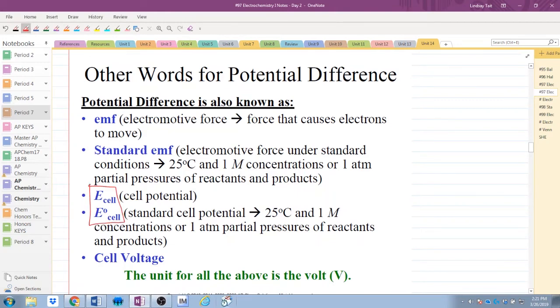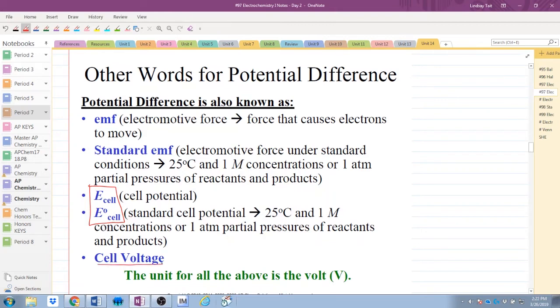Capital E represents energy, because that's what voltage relates to, energy per charge. Cell is talking about the electrochemical cell. Right now, we've only talked about galvanic or voltaic cells, and we call it cell potential. It's the potential energy that you can get out of that battery, in that cell. If we put the little degree sign, it just means we're at standard conditions. So those solutions have to be 1 molar. If it's a bubbling gas, it has to be 1 atmosphere. Temperature has to be 25 degrees Celsius. Those are your standard conditions.